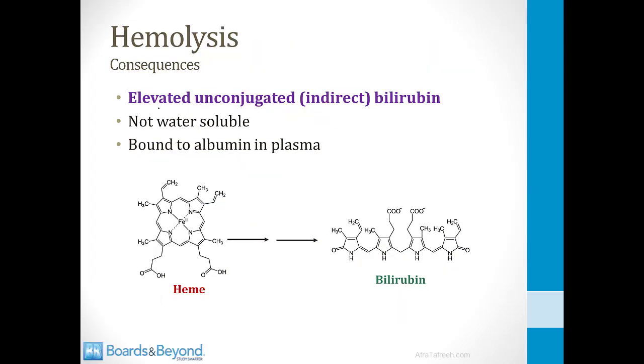Another hallmark of hemolysis is an elevated level of unconjugated or indirect bilirubin. In the GI module, I talk extensively about bilirubin.